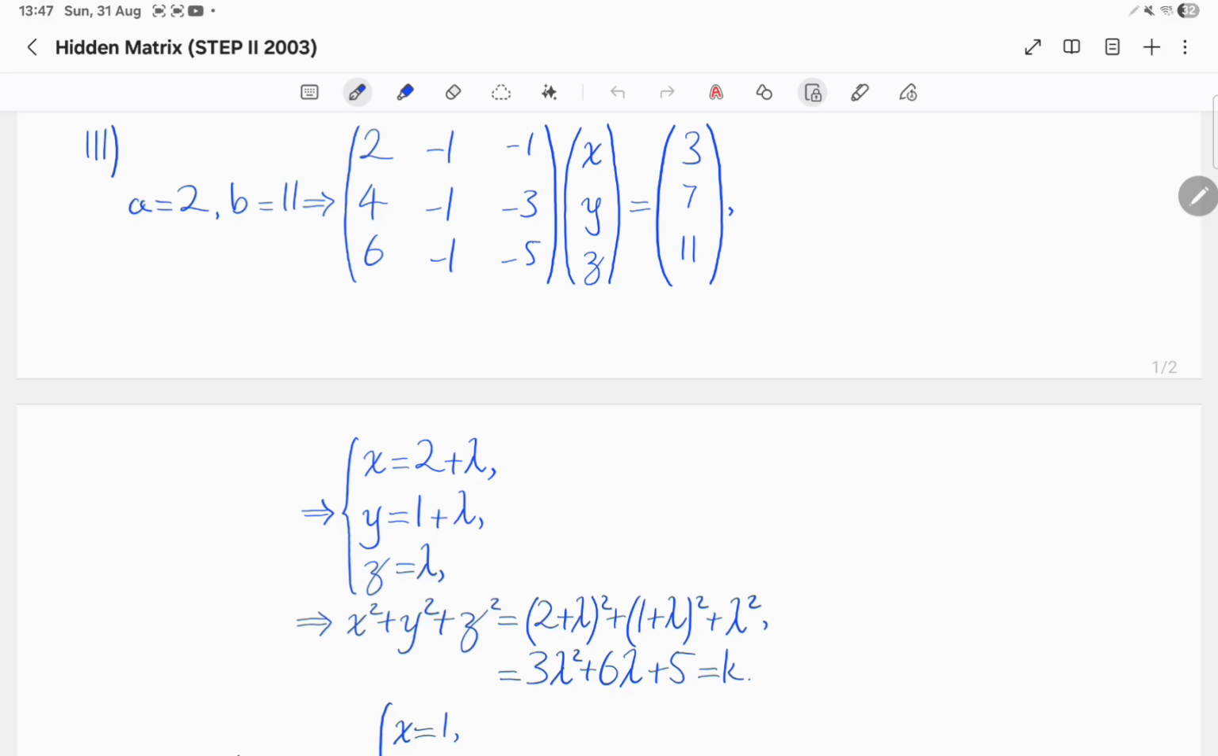Therefore, x squared plus y squared plus z squared is equal to (2 plus lambda) all squared plus (1 plus lambda) all squared plus lambda squared. We'll call this k, although bear in mind that we can optionally expand and simplify the brackets to give 3 lambda squared plus 6 lambda plus 5 is equal to k.